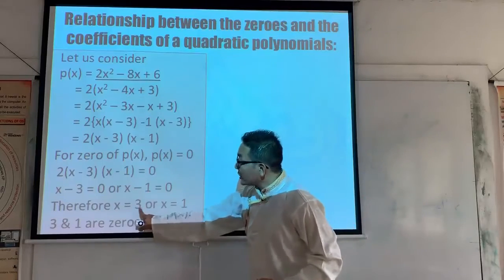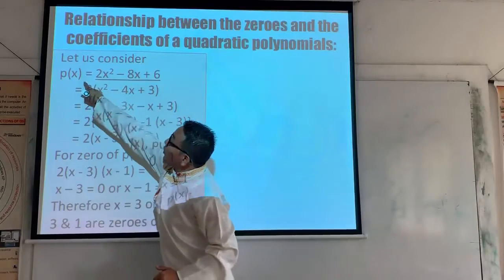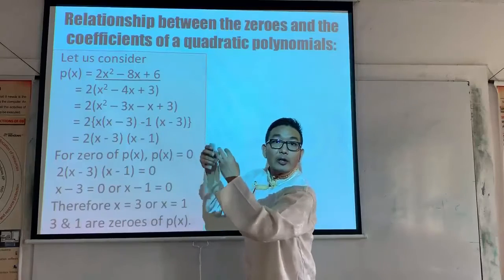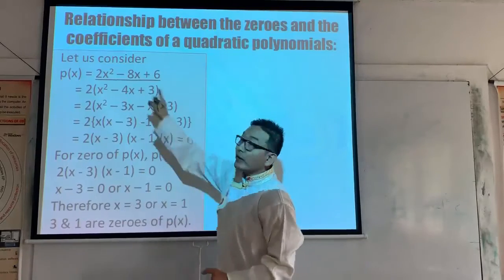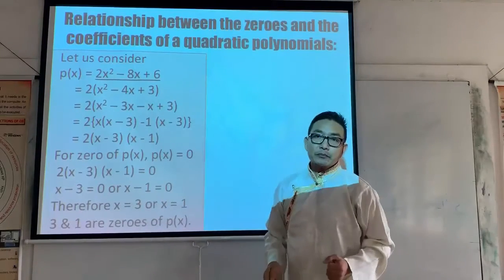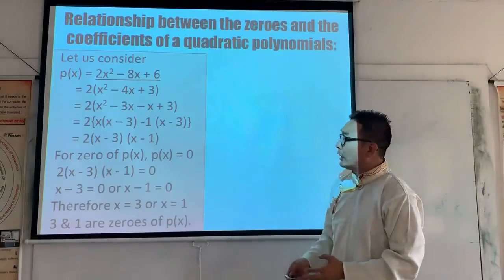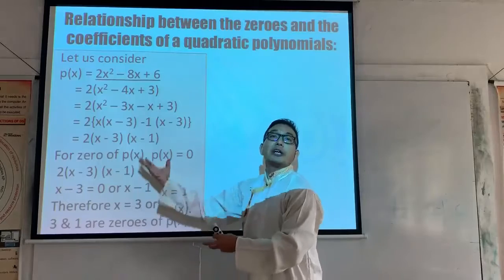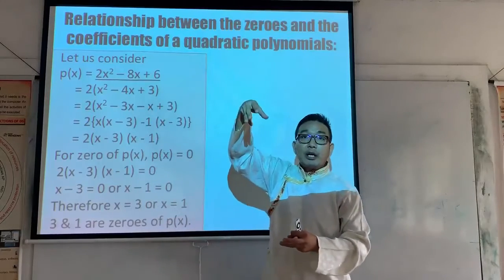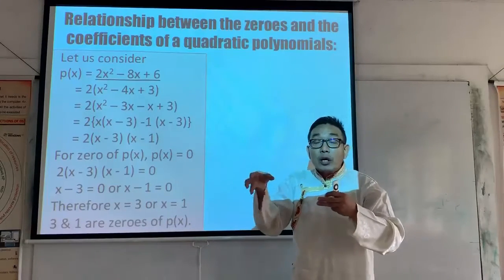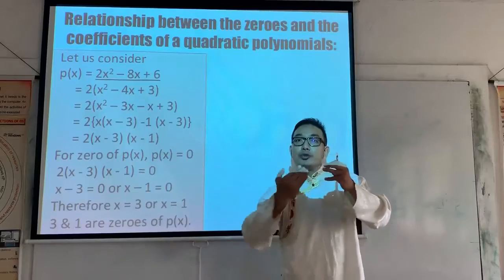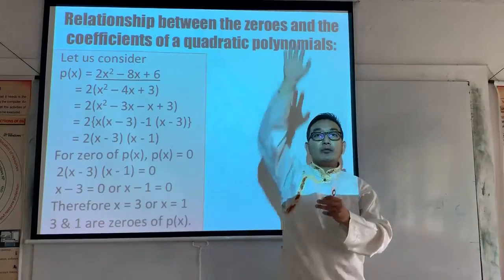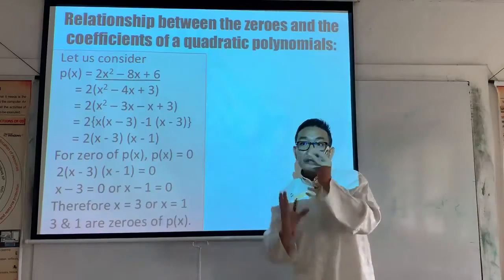Now, if we put x is equal to 3, we get the value zero. If we put x is equal to 1, the value is also zero. So multiply: 3 times 4 is 12. 12 divided by 3 is 4, so multiplication and division.